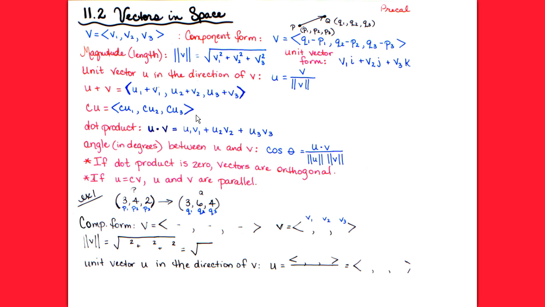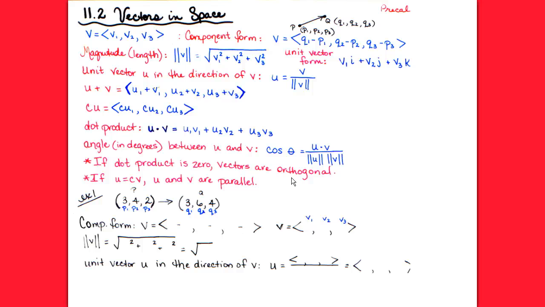For dot product, we'll find the product of the first pieces, the product of the second pieces, and the product of the third pieces, and then add those together. Angle between the 2 vectors, that formula is exactly the same, as is the definition of orthogonal and parallel. 2 vectors will still be orthogonal if their dot product is 0, and they'll still be parallel if one is a multiple of the other. Okay? So example number 1.